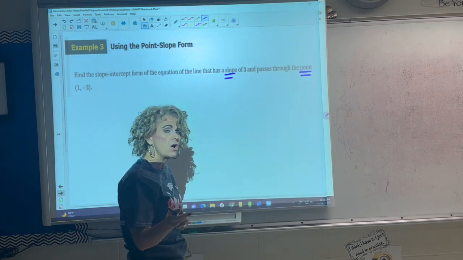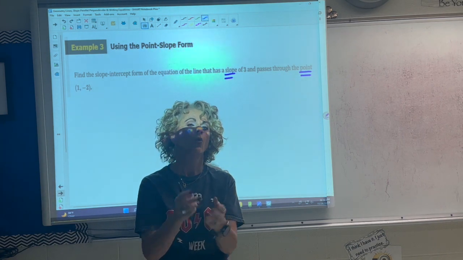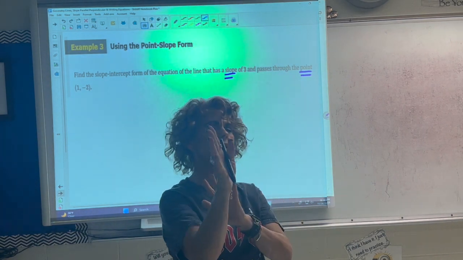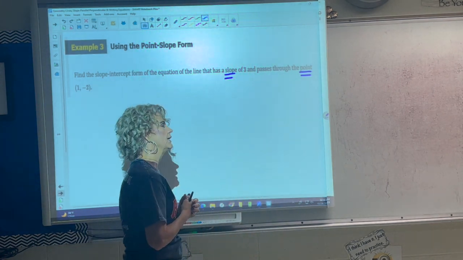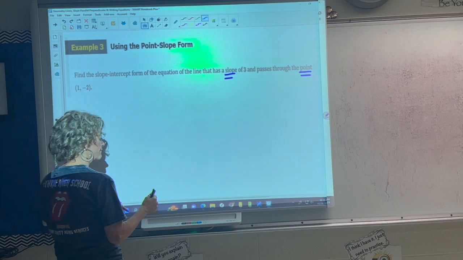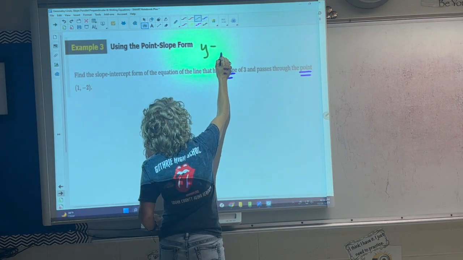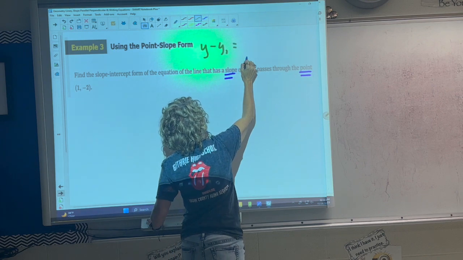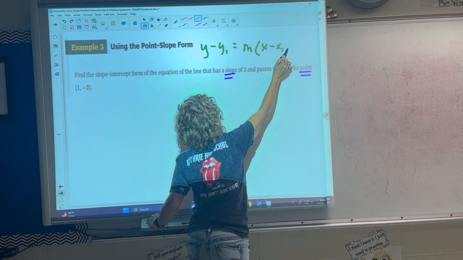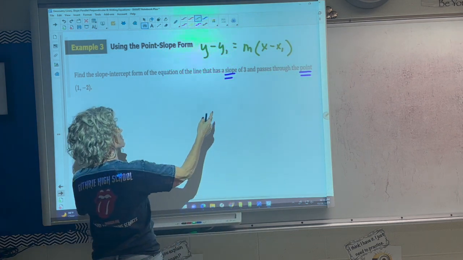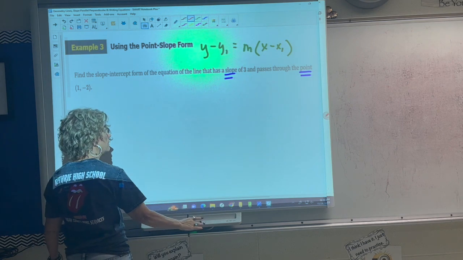And if you recall, I told you when we write equations of lines, 99% of the time, we're going to start out in point slope form. Okay? So point slope form. I probably should have posted that. So point slope: y minus my y coordinate equals my slope times x minus my x coordinate. I'm just going to take this information and put it in that equation. That's all I'm going to do.